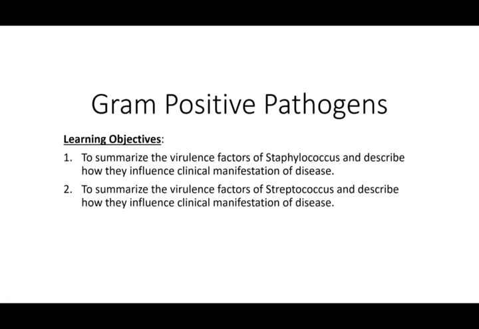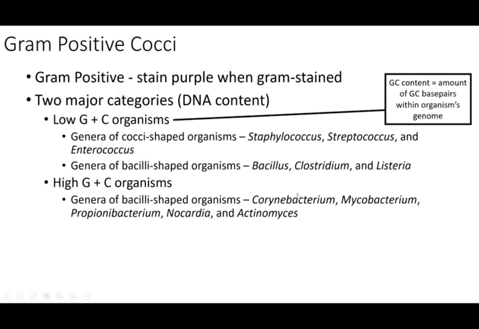So this is going to be our first lecture about bacterial pathogens, and we're starting with gram-positive. More specifically, we're going to start with gram-positive cocci. So under the microscope, these are going to be purple circles. And the two organisms that we're going to be focusing on first are the Staphylococcus group and the Streptococcus group. So that's what we're going to do.